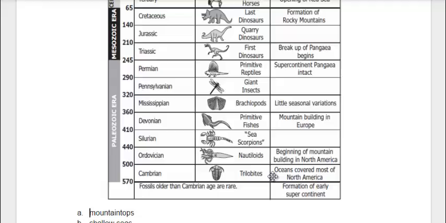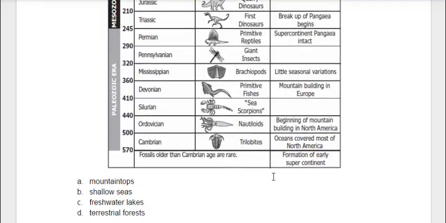beginning of mountain building in North America. Cambrian period had the trilobites, oceans covered most of North America. Fossils older than the Cambrian age are rare, so formation of early supercontinent then. So the trilobites occurred in A, mountaintops, B, shallow seas, C, freshwater lakes, or D, terrestrial forests.